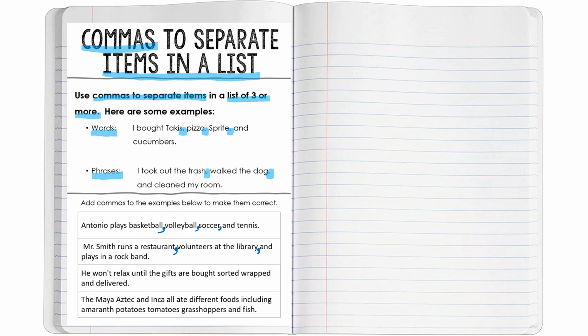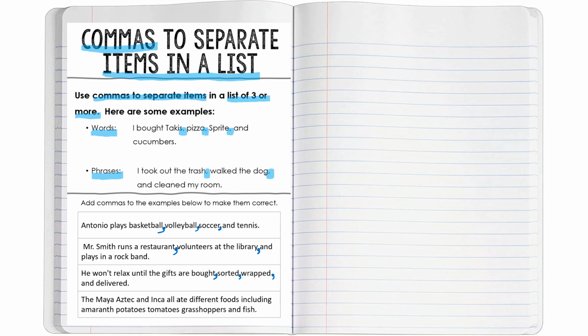All right, let's check out the next sentence. He won't relax until the gifts are bought, sorted, wrapped, and delivered. So for this one, I'm listing things that are going to be done with the gifts. So he won't relax until the gifts are bought. That's one of the things that has to be done. Sorted, that's another thing. Wrapped, that's another thing. And delivered.